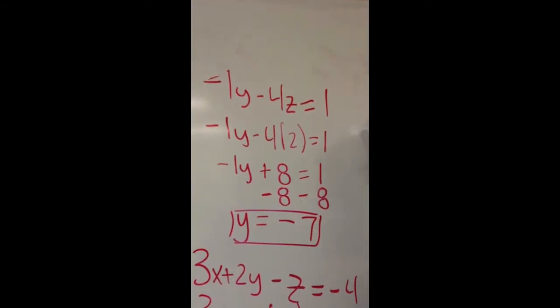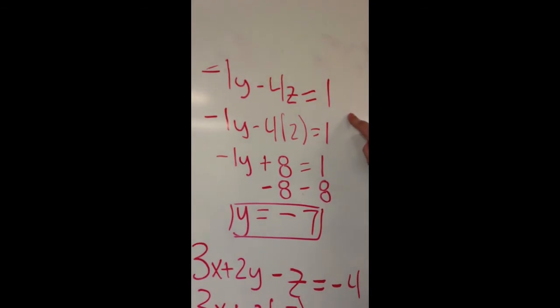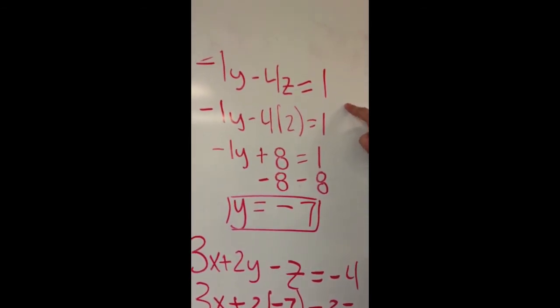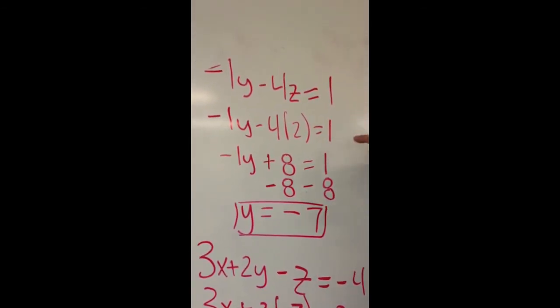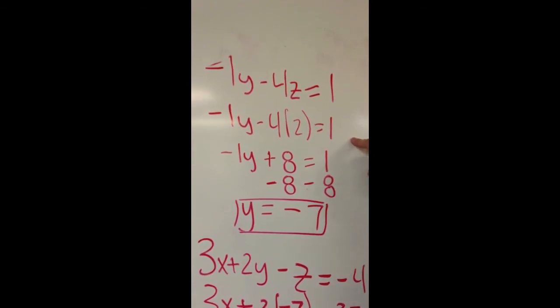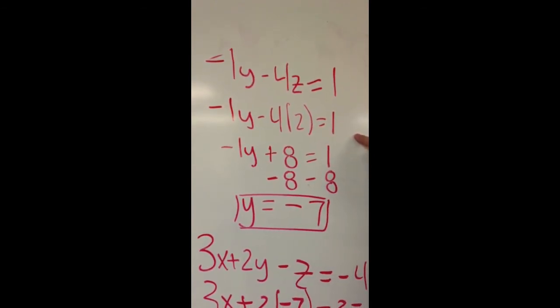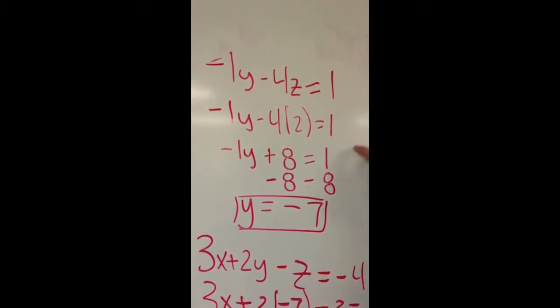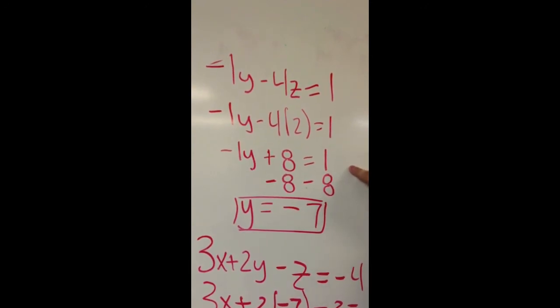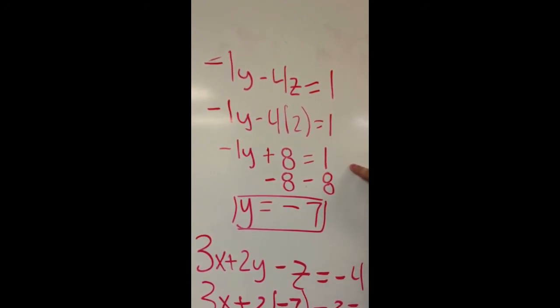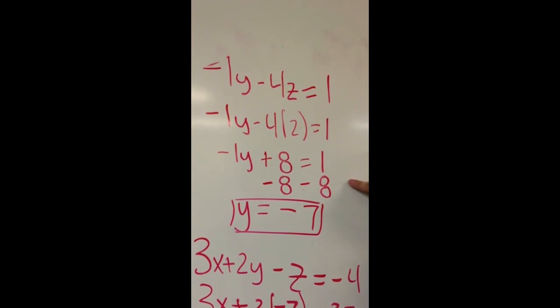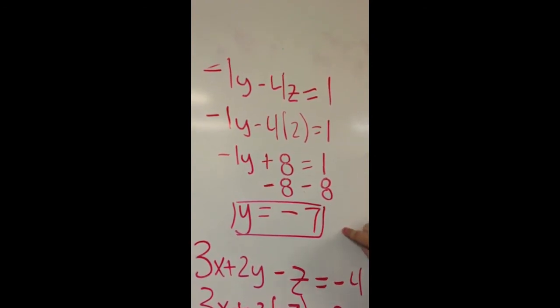Take one of your starred equations and plug in z. So we chose -1y minus 4z equals 1. When it's plugged in, it would be -1y minus 4 times parentheses 2 equals 1. And then you would get -1y plus 8 equals 1. Then you're going to want to subtract 8 from both sides, and that will get you y equals -7.